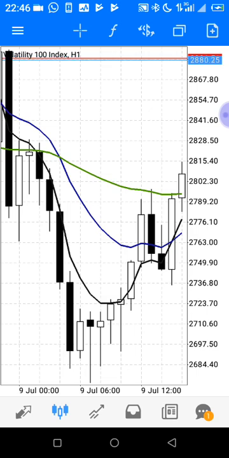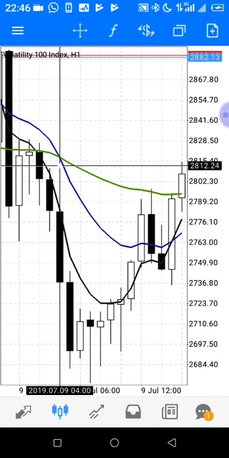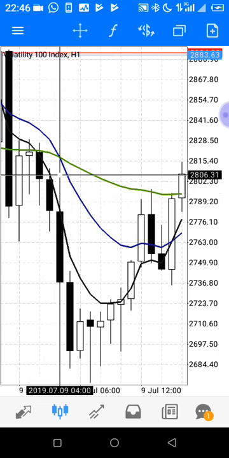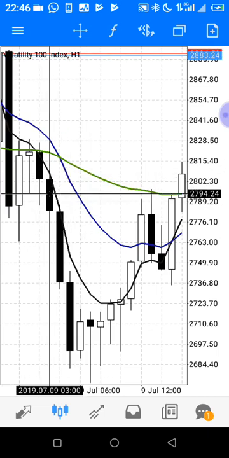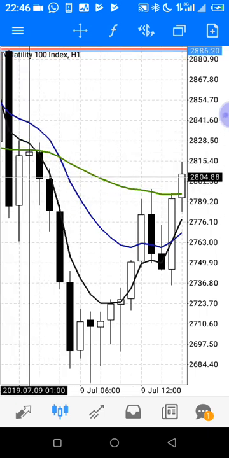The third condition is about the order in which the EMAs are arranged. If you are entering a sell, the EMA 60 should be on top of the EMA 15, and the EMA 15 should be on top of the EMA 5. Like in this case, we have the EMA 60, the green line, on top of the blue line, which is the EMA 15, and the EMA 15 is also on top of the black line, which is the EMA 5. These are the three conditions that we have to look at.